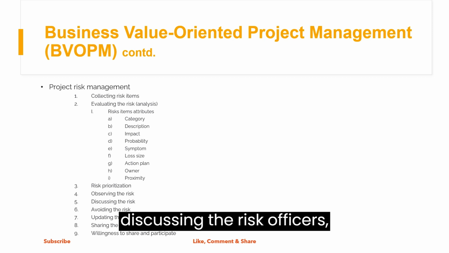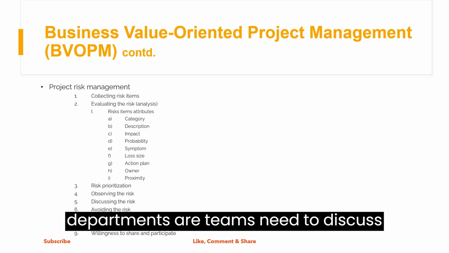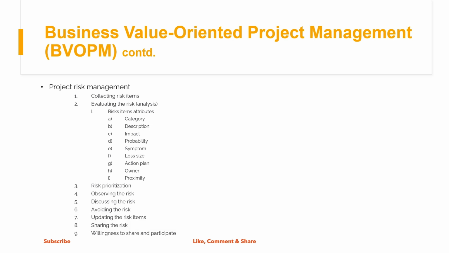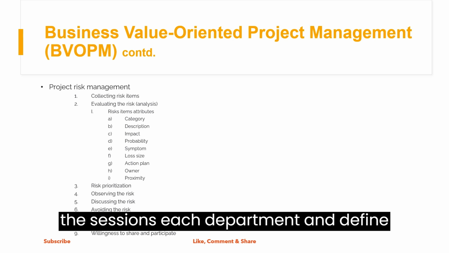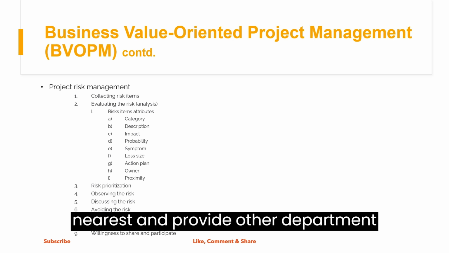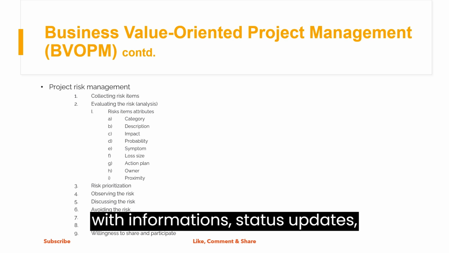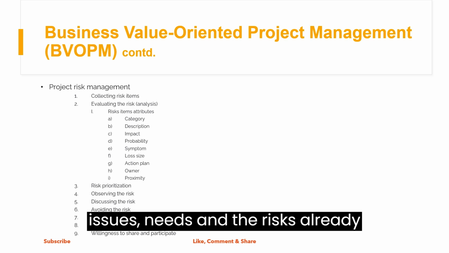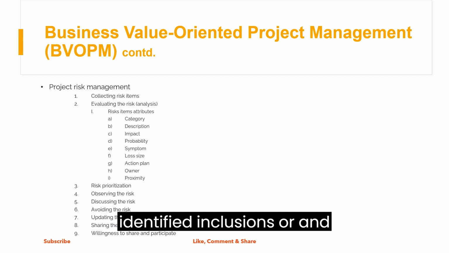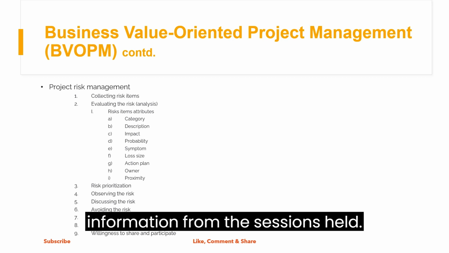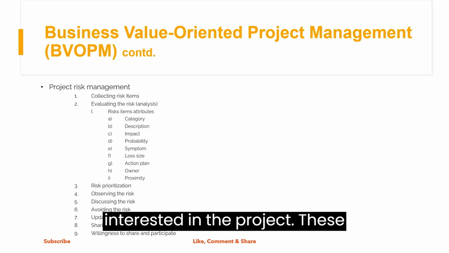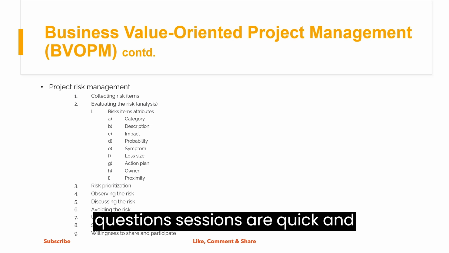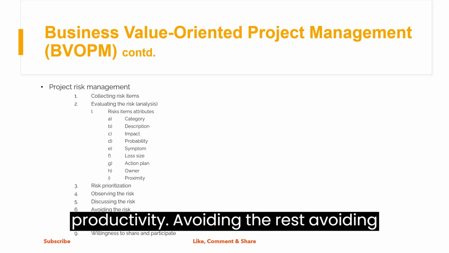Discussing the risk. Offices, departments, or teams need to discuss the project risk at the early stages of the risk definition as well as at regularly held discussion sessions throughout the entire project. During the sessions, each department can define new risks and provide other departments with information, status, updates, issues, needs, and the risks already identified. Conclusions and information from the sessions held are shared with all the offices and departments interested in the project. Discussion sessions are quick and focused on essential topics and productivity.